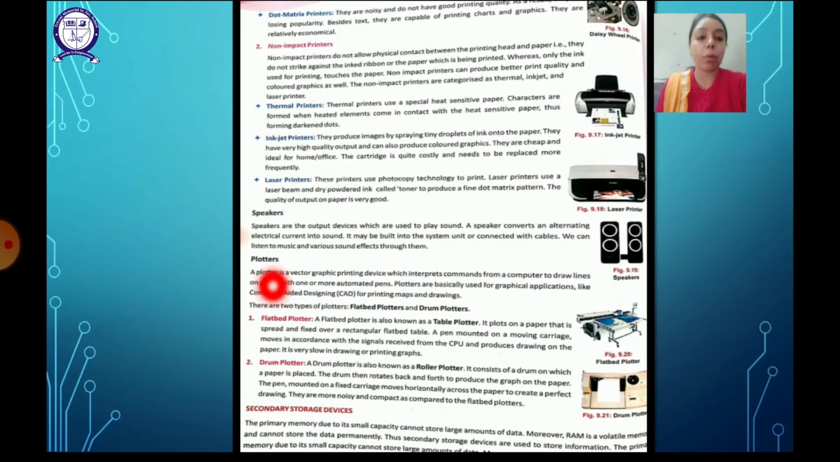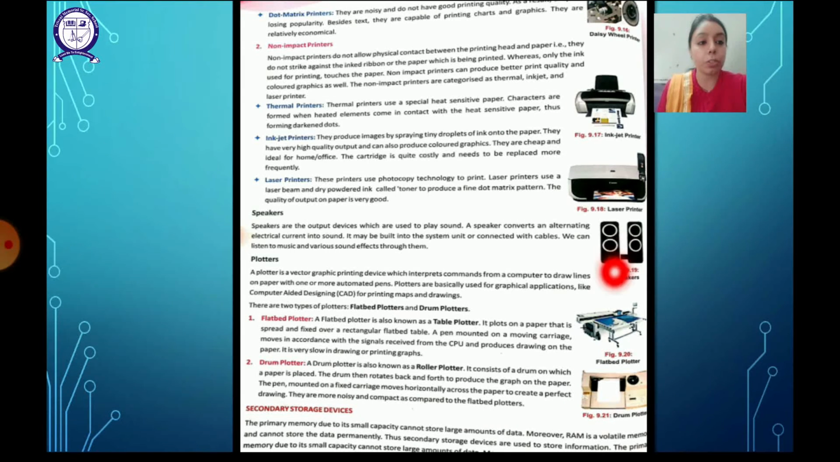Then we have the plotter. A plotter is a vector graphic printing device which interprets commands to draw lines. You must have used a printer. A printer is used to print on paper of A4 size or any other small size. But if you want large pages to be printed, like posters of movies or any other such things, then we need plotters for that purpose.